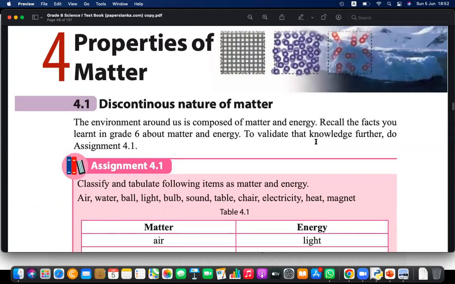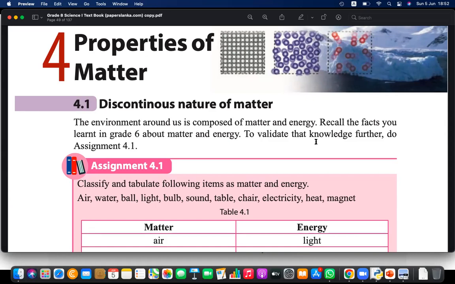Then let's move to the next topic today. On today's topic, we will be discussing properties of matter. Please write down the heading in your book: Properties of matter. Actually, this is a continuing lesson from grade 6, 7, and now in 8. So we will continue to learn this in future grades too. So please write down properties of matter.